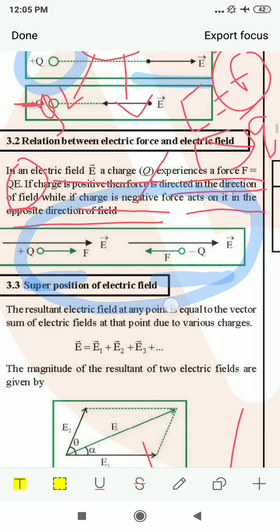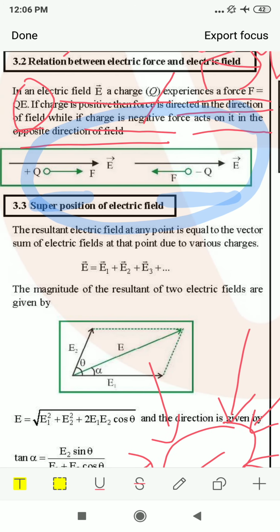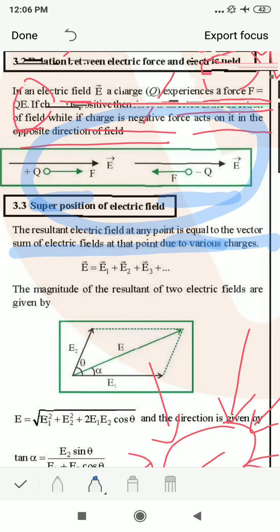The next comes the superposition principle. Superposition of electric field. We have studied about superposition principle. The resultant electric field at any point is equal to the vector sum of the electric fields at that point.